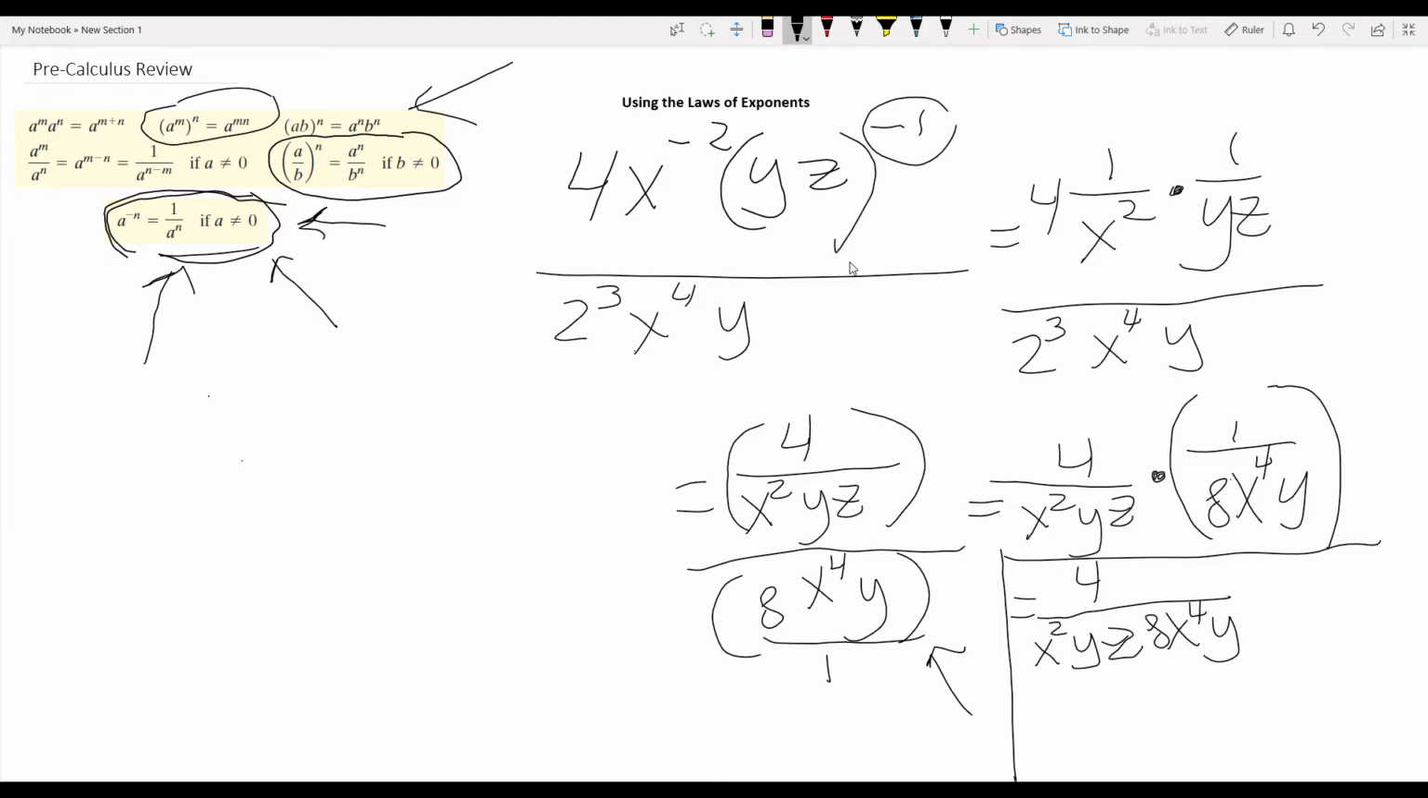So what can you see here? You can simplify this 4 and this 8 divided by 4. So what do you get? Well, you get 1 over x squared yz. Remember, we divided 8 by 4 though, so that's 2x to the 4th power times y. And this is your final answer. Okay?